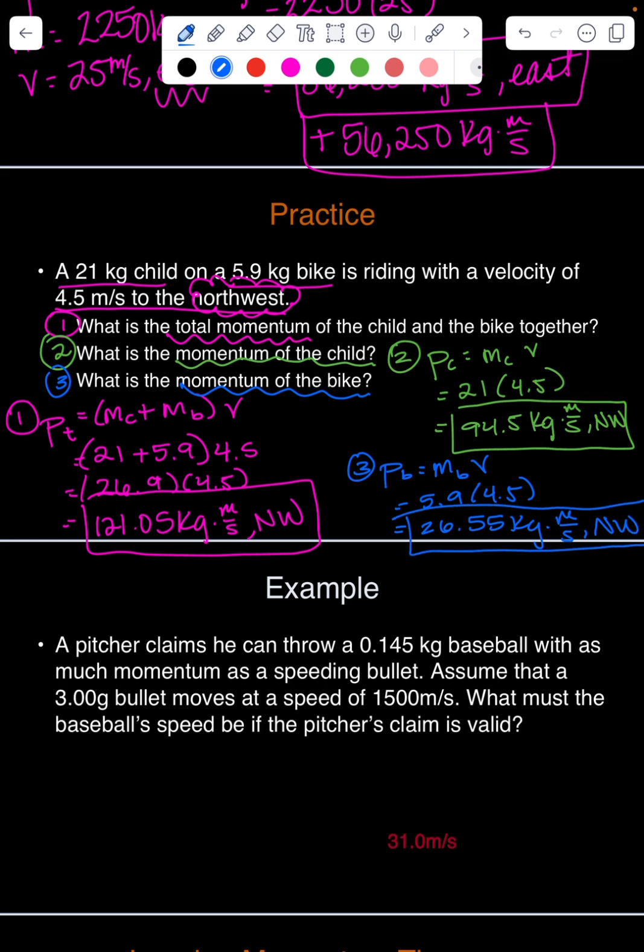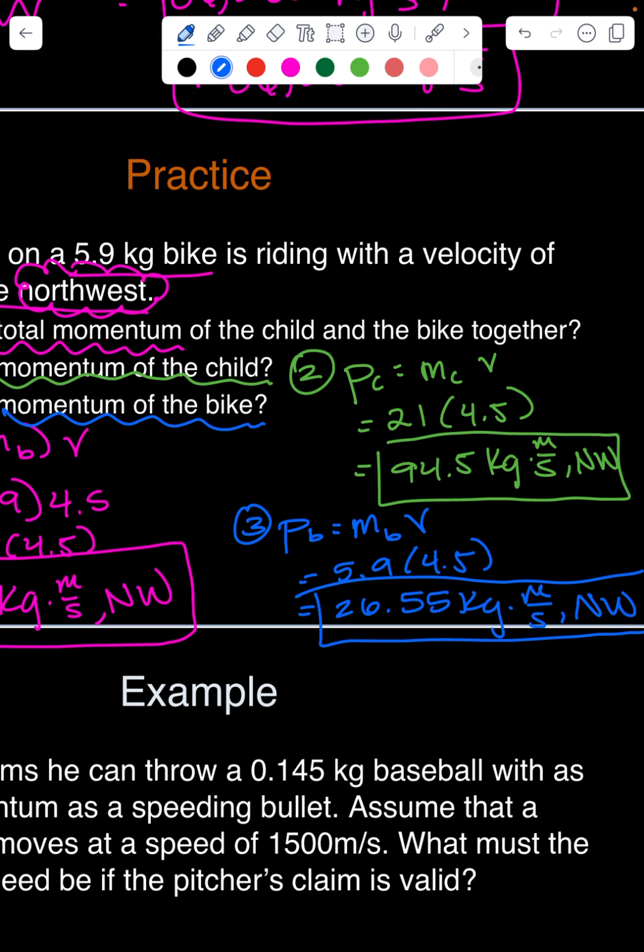Now what I want you to do is look at that green and that blue. The green is the child's momentum, the blue is the bike's momentum. Even though both of them have the same velocity, they do not have the same momentum. Their momenta are very different from each other, and that's because their masses are different. So it would be the same thing if their masses were the same and their velocities were different. The one with the larger velocity would have the greater momentum, just like the one with the greater mass has the greater momentum here.